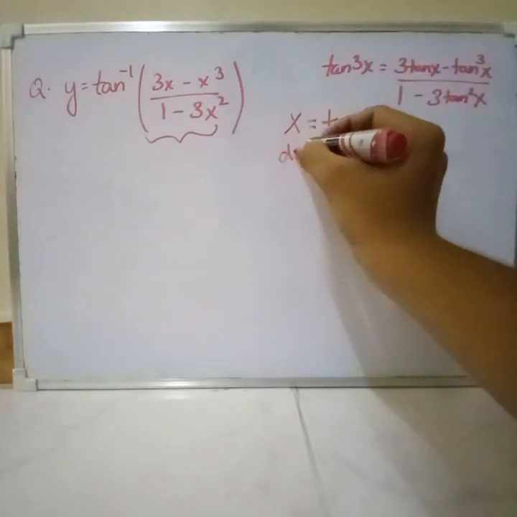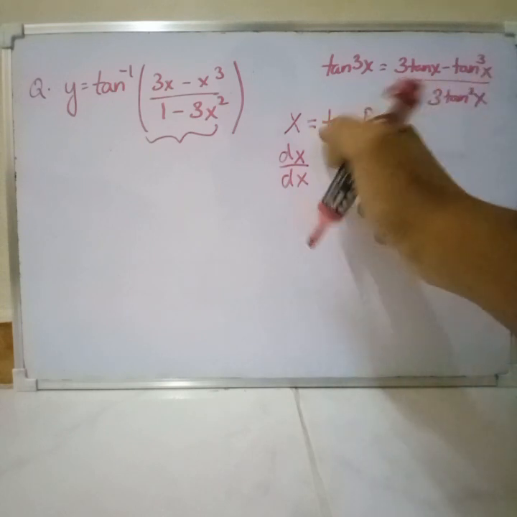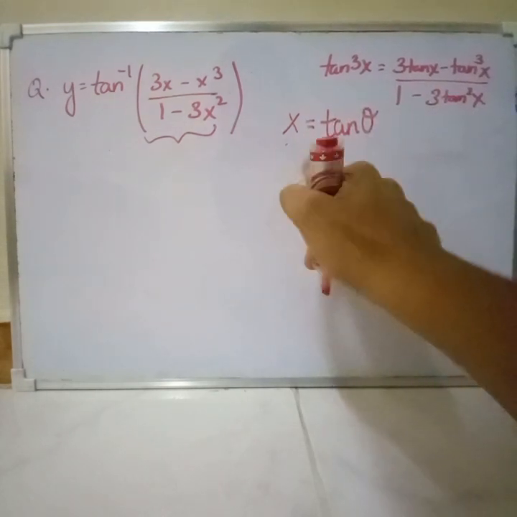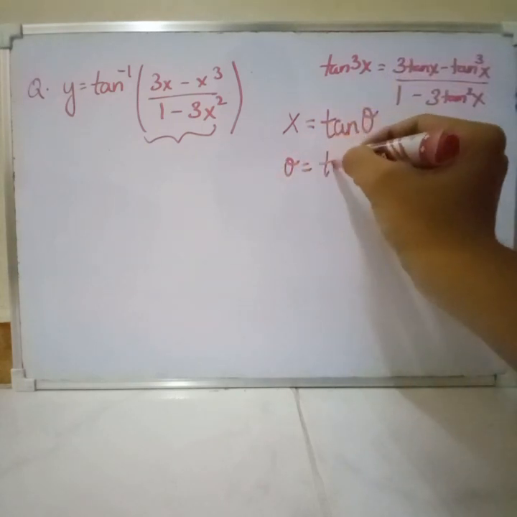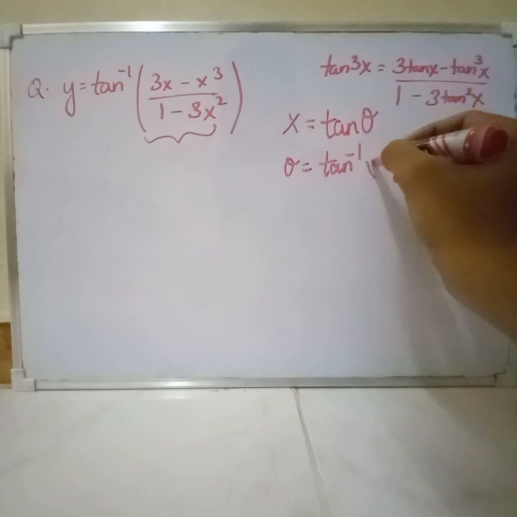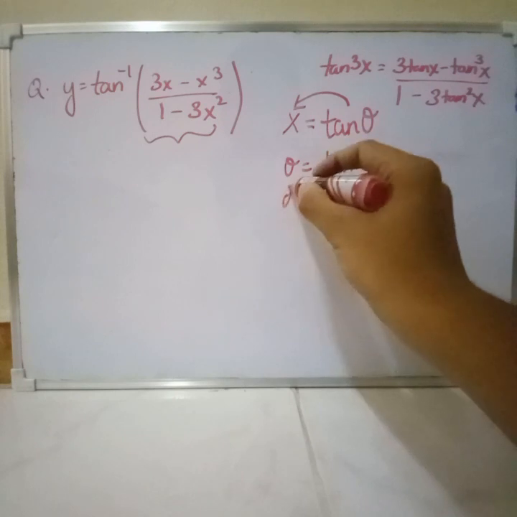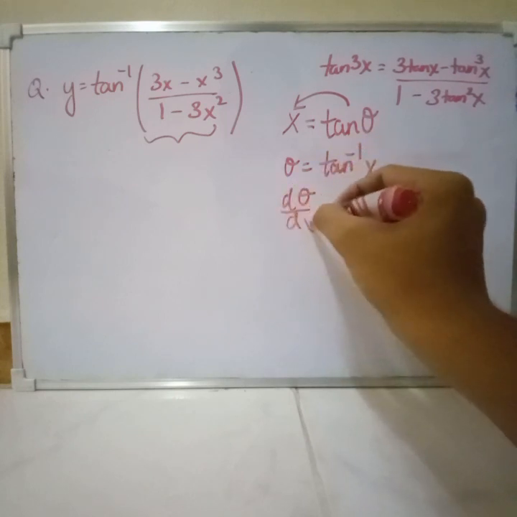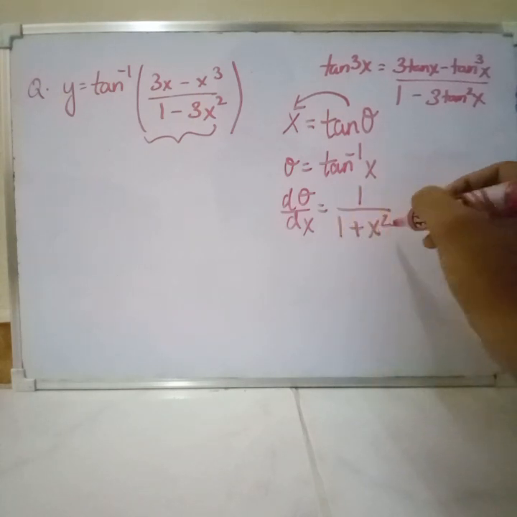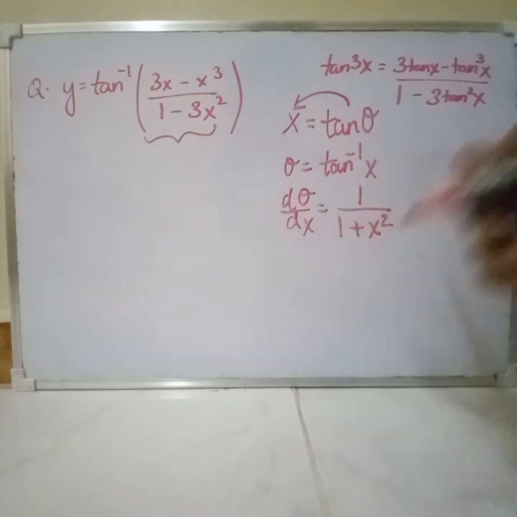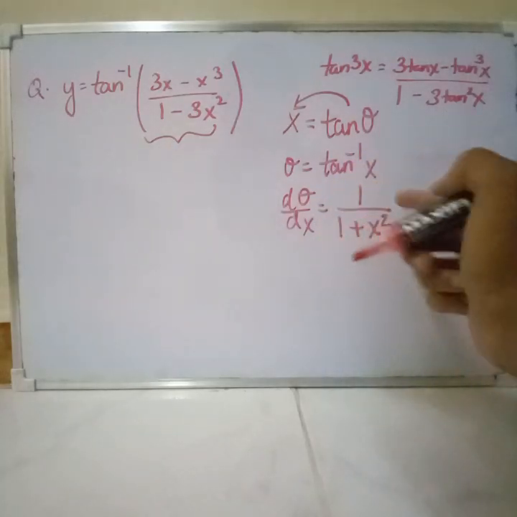When we are taking the derivative d by dx, first we'll write theta in terms of x. So it will become tan inverse of x, right? Tan goes to the other side and becomes tan inverse of x. When we take d theta by dx, it will be equal to 1 by 1 plus x squared. This is the derivative of tan inverse x: 1 by 1 plus x squared. So the derivative of theta will be equal to the same formula.